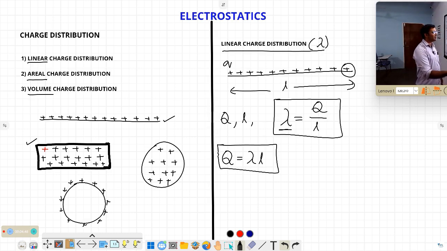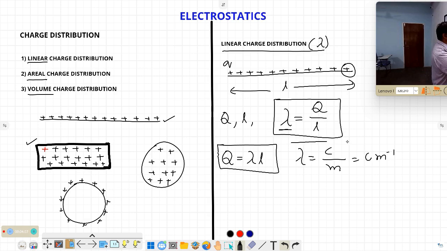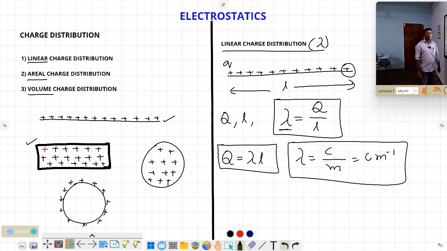So here, what are the lambda units? The lambda units are equal to charge, which we measure in coulombs, by length, which is meter. Simply we can write it as coulomb meter minus 1, because this is important in competitive examinations or for general understanding of the concepts. Dimension formulas also they can ask.